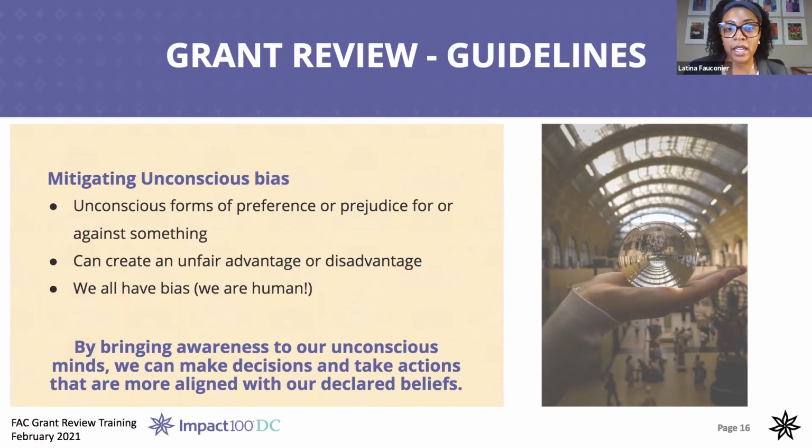So, when we think about this concept of objectivity, one of the main reasons why unconscious bias really happens is that we're just processing so much information, we're making judgments and determinations. Sometimes we do that in ways that can have unintended consequences. And so we really just want to bring attention to what may be happening in our unconscious minds, because then, and only then, can we really make those decisions and take actions that are more aligned with our declared beliefs.